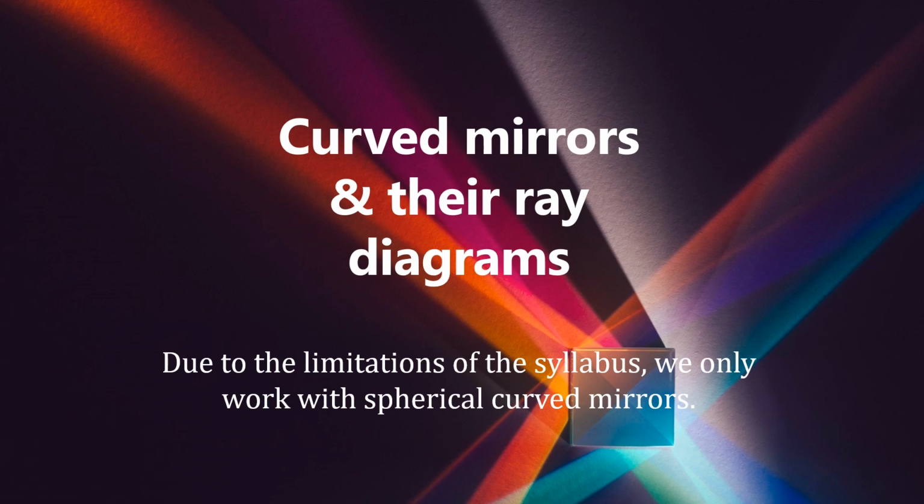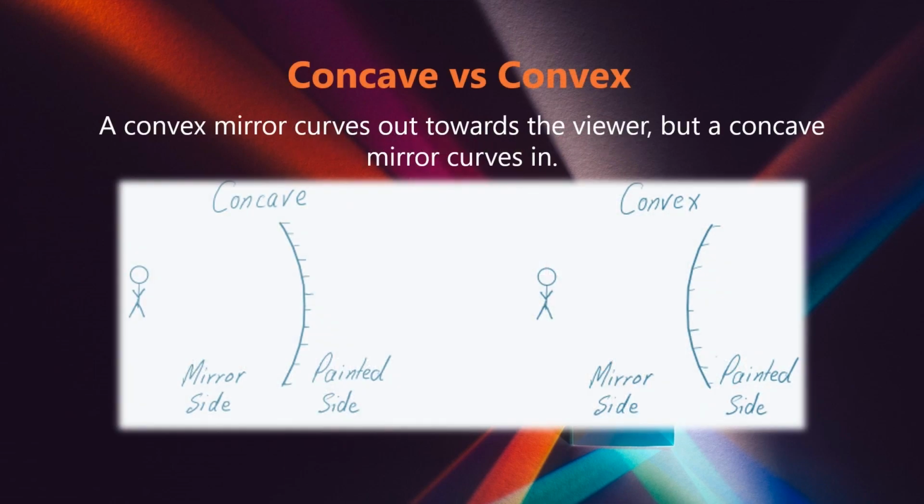Just to keep things simple, we only talk about spherical mirrors. The types of mirror that we will work with are concave mirrors and convex mirrors. If you're standing on this side of the mirror and the mirror is curving away from you, we call it a concave mirror. But if the mirror is curving towards you, we call it a convex mirror.